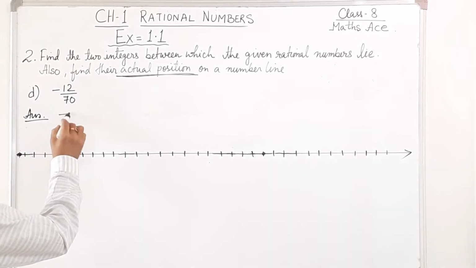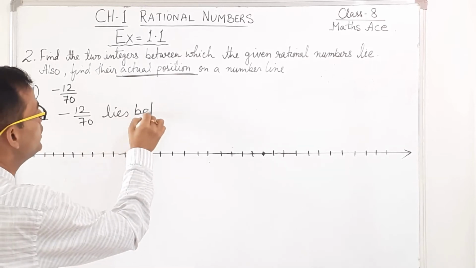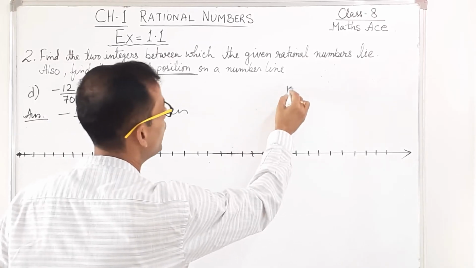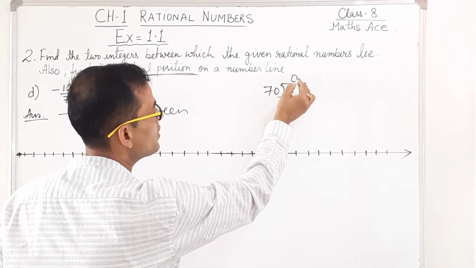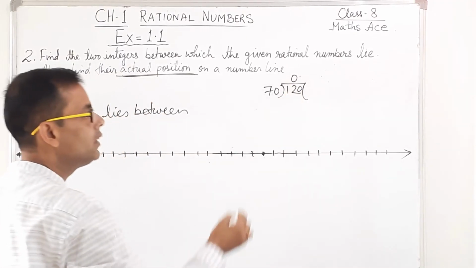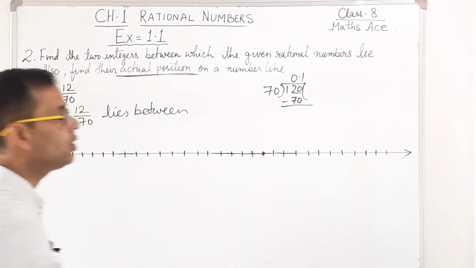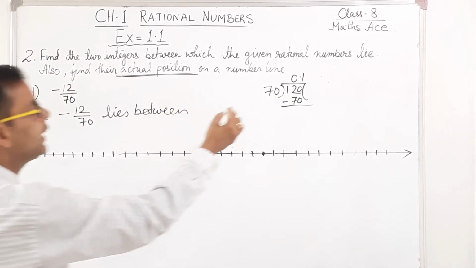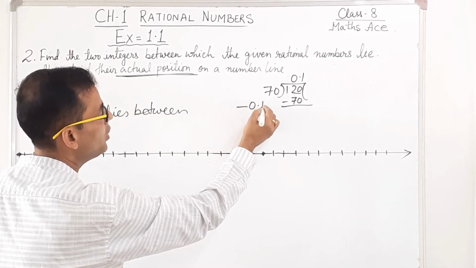Now question number 2D, minus 12 by 70. So what will I write? Minus 12 by 70 lies between which ones? We will divide this. 12 and 70, if I divide, it will not go. So we put a 0, then a point, then 0 comes here. Now 7 1s are 7, so 70. So you can see here 0.1. And actually the minus sign is there, so this will be minus 0.1.